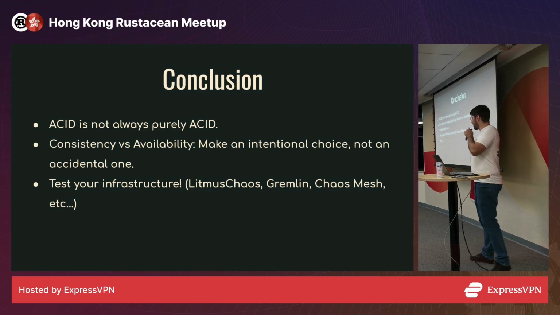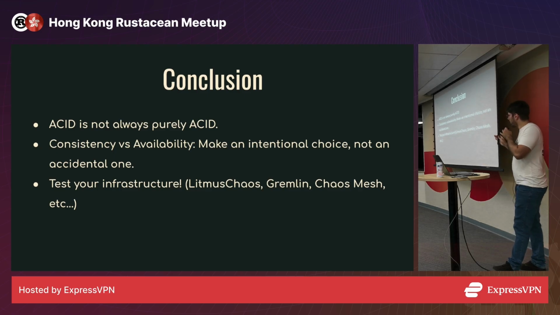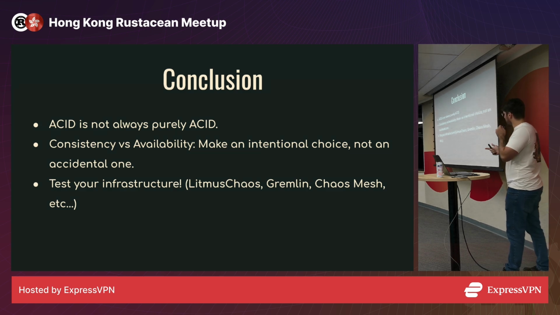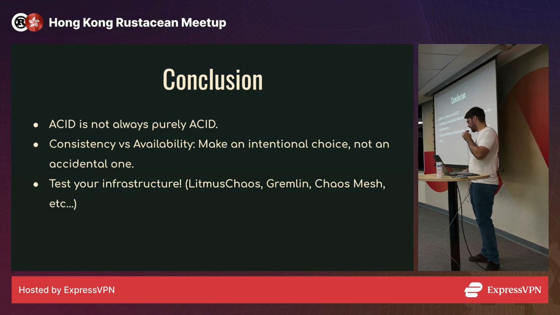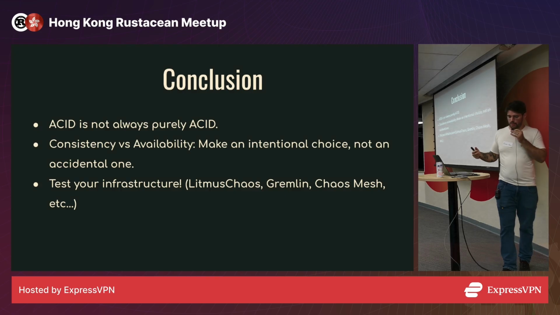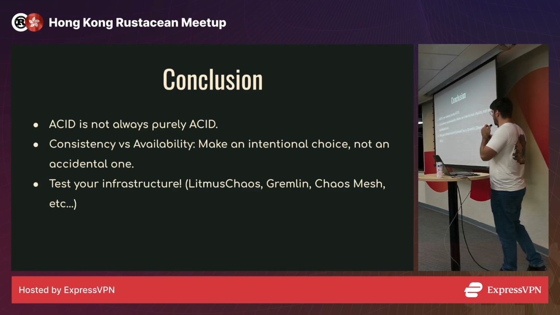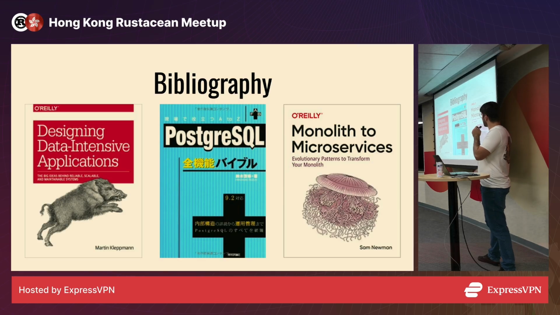And also, there are a lot of testing tools for infrastructure, such as Litmus Chaos. This one I used many times. It's great on Kubernetes. That's Gremlin. That's Chaos Mesh. There are many tools. There is the Jepsen framework itself. So use those tools in order to know what vulnerabilities you are susceptible to.